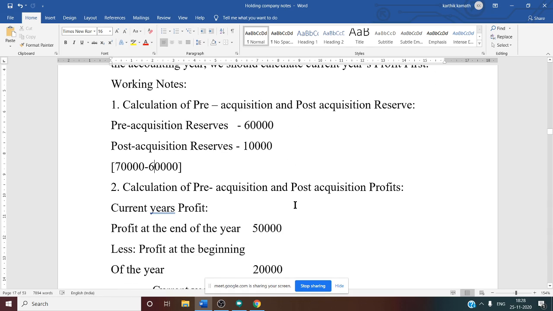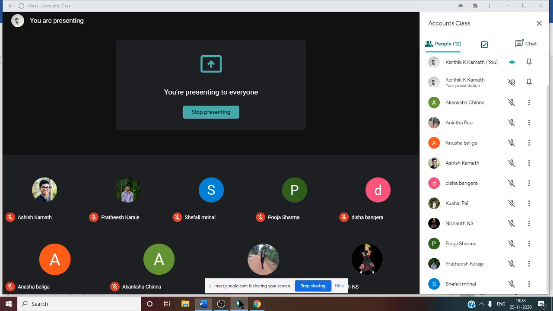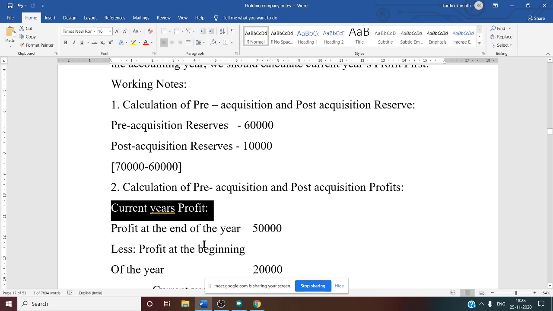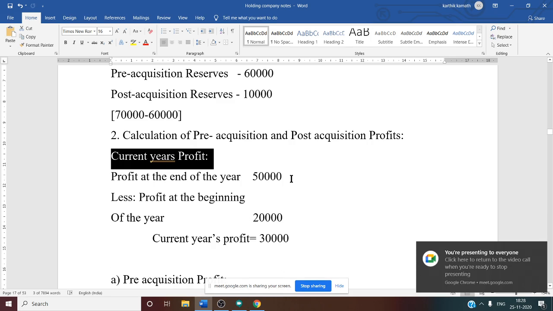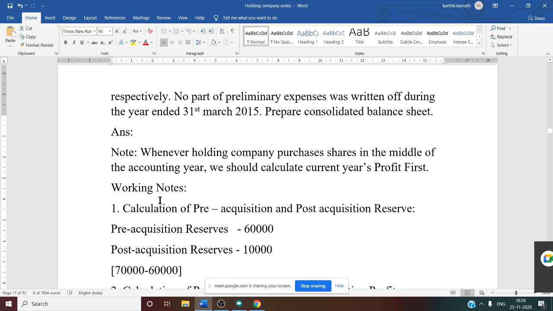Then the second working note, if you see, is calculation of pre-acquisition and post-acquisition profit. Before doing pre and post-acquisition profit, we want the current year profit. Why do we want current year profit? Because here the acquisition occurred somewhere in the middle of the year. That is why current year profit is needed. How to find out current year profit? That is one more thing. If you see here, profit at the end of the year. Profit at the end of the year, how can you find out?